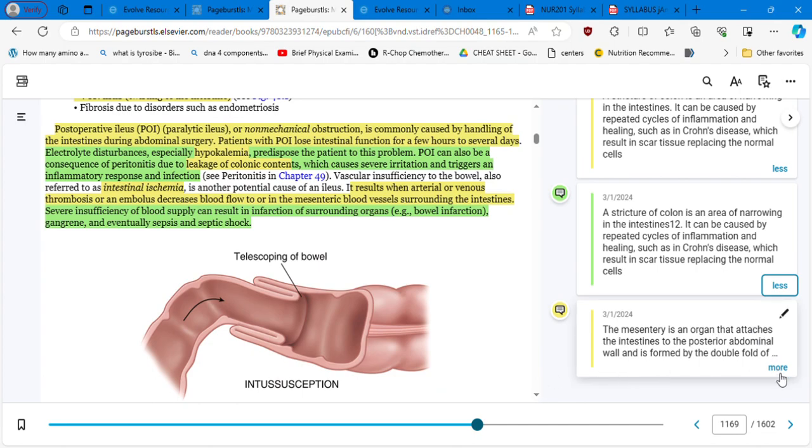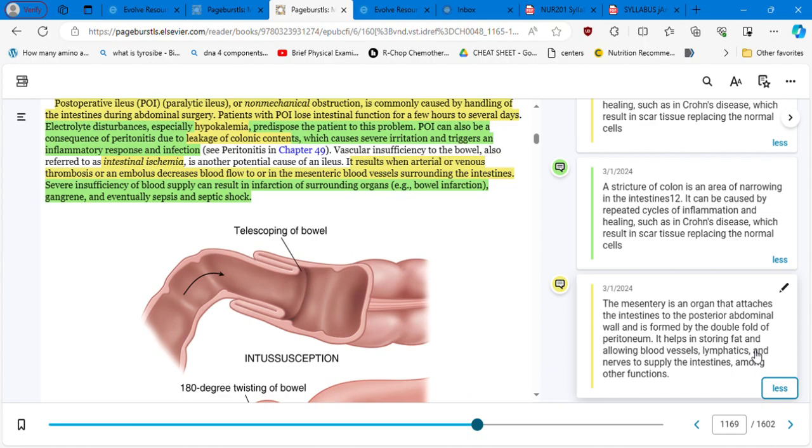Okay, the mesentery is an organ that attaches the intestine to the posterior abdominal wall, and is formed by the double fold of peritoneum. It's kind of like, how can I describe this? It's like a muscle, but it has a double fold, double layer, right? That helps all the organs to be attached to the back of the posterior abdominal wall.